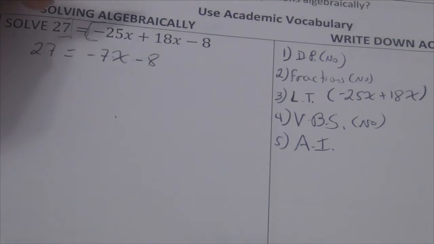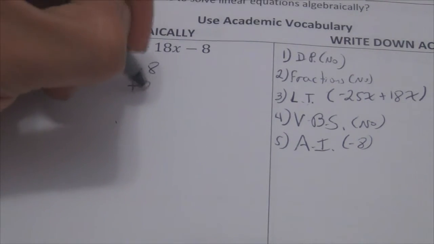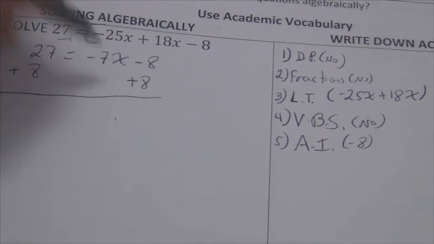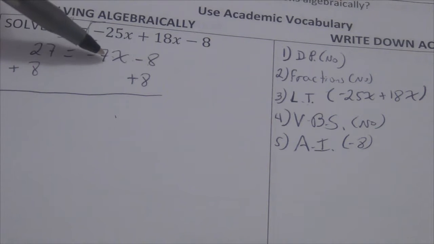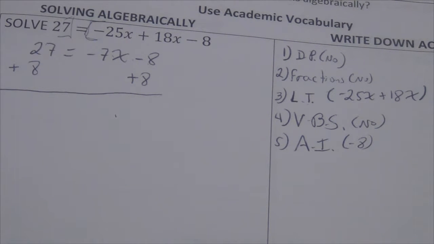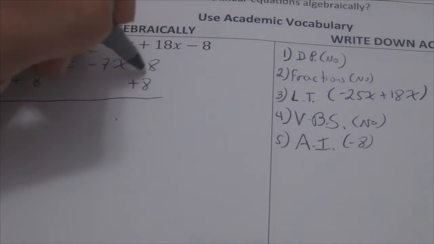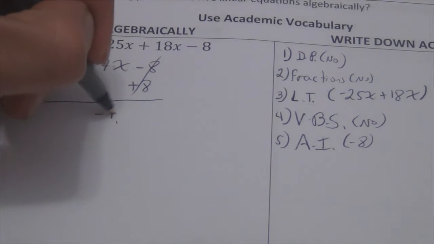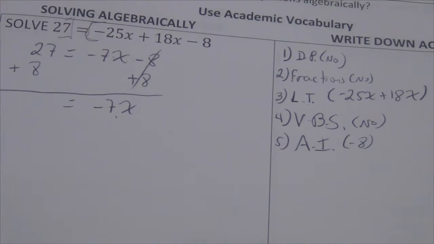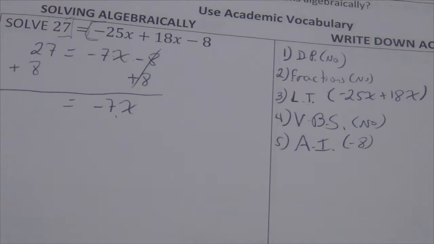So I need to use the additive inverse of negative 8, which is positive 8. And remember, what you do to one side, you do to the other. I'm not going to put plus 8 under the 7 because that's not where the other side is. The other side is over the equal sign. So this cancels out. I copy down the negative 7x. And now what is 27 plus 8? There you go, 35.